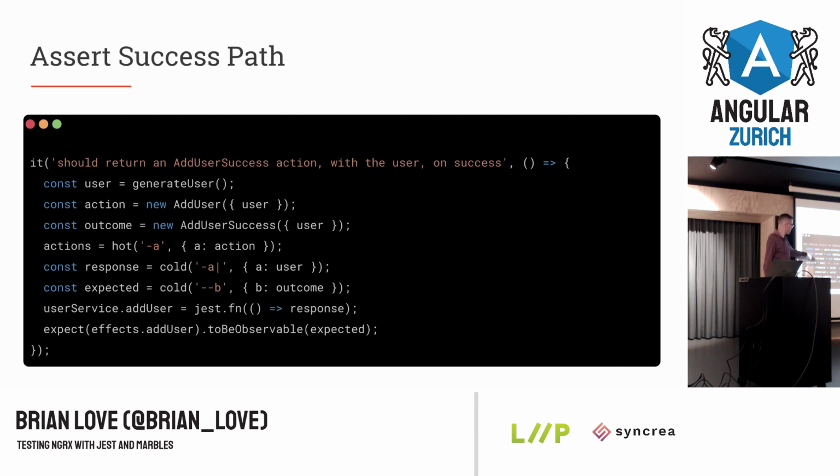And the next thing I'm going to do is have an outcome, and this is going to be our add user success. This is what I'm going to be testing for, what I'm going to be expecting. Next, I want to set my actions observable stream. So this is the actions observable stream in NgRx.